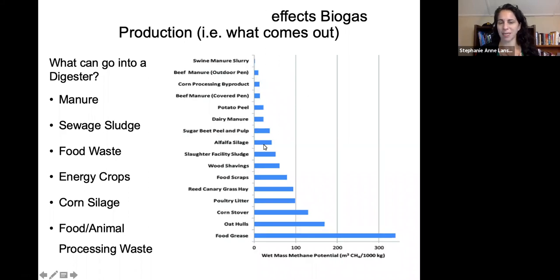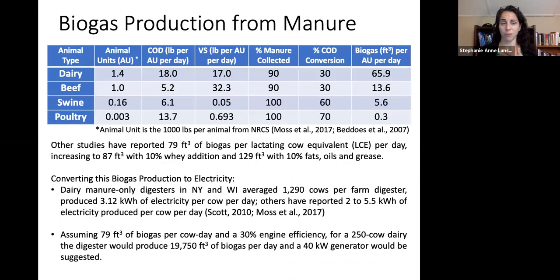So what's left over is the harder stuff to digest that's not as carbon rich as putting in alfalfa plants, slaughterhouse waste, which has a lot of oil and grease, wood shavings, food scraps, canary grass, poultry litter, because poultry litter actually contains the shavings as well. It's the manure plus the shavings, corn stover, oat hulls, and finally food grease. So again, the more complex the food, it might take a little longer to digest, but it has way more methane potential than the manure.